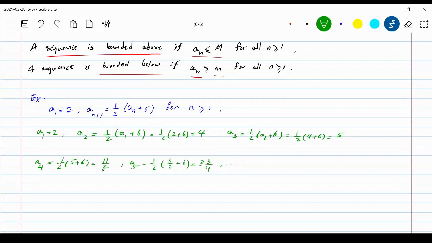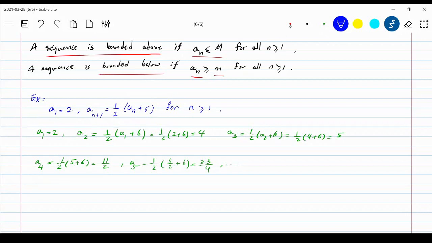Okay, you kind of notice something. These numbers are getting closer and closer. 23/4 is closer and closer to 6. 11/2 is 5.5, and this is like 5.75. So I can say these numbers are getting closer and closer to 6. I'm not sure if it's going to be larger than 6 or not, but I can create a claim similar to what I did for increasing or decreasing.